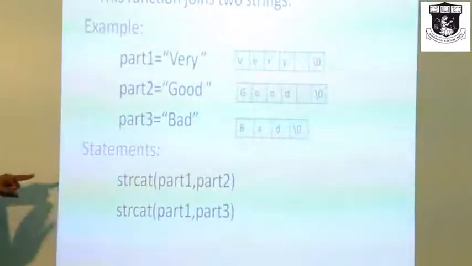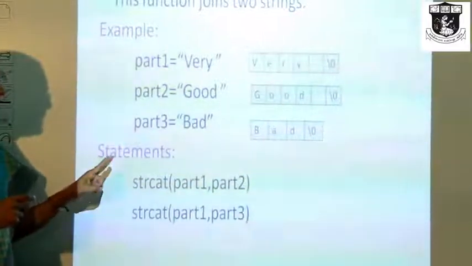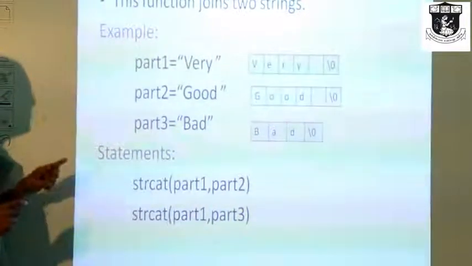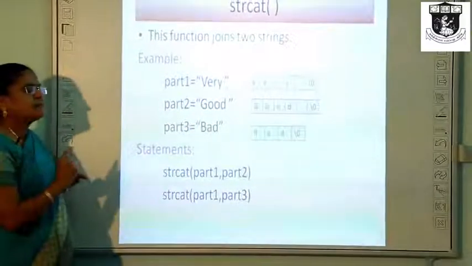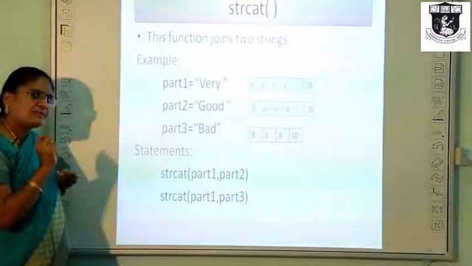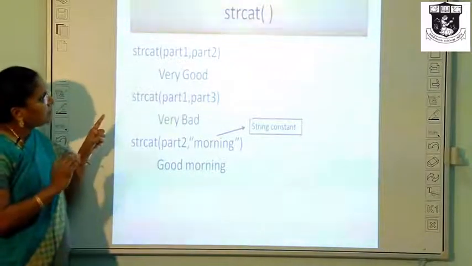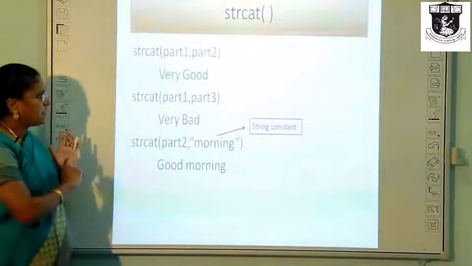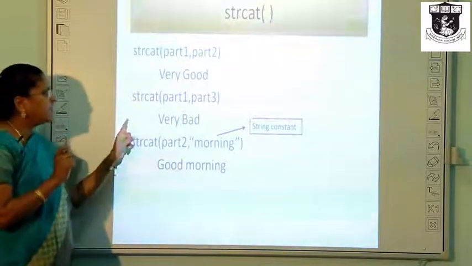Now the statements over here, two statements we will consider. strcat(part1, part2), which means part1 and part2 both are being joined together. We get the answer as very good, which means the space will be coming in between. The next one, strcat(part1, part3), which means part1 is very and part3 is bad. When you combine it, since there's a space, it will be given as very bad.